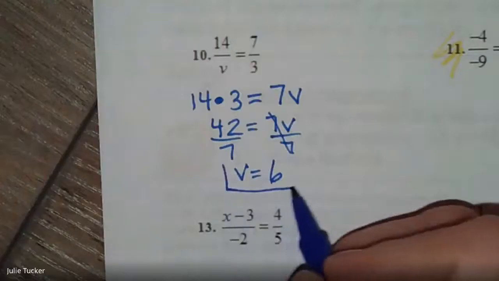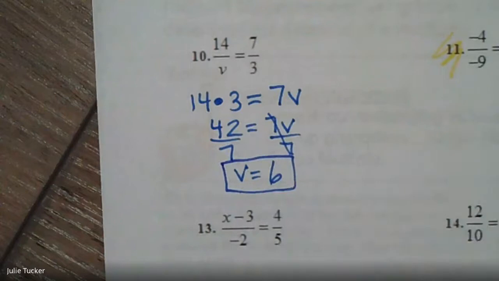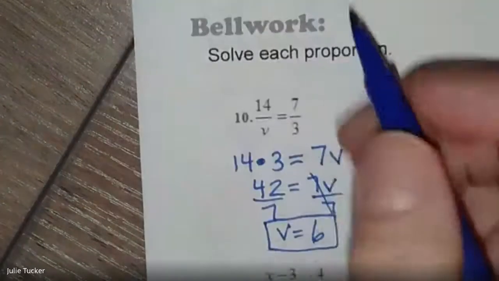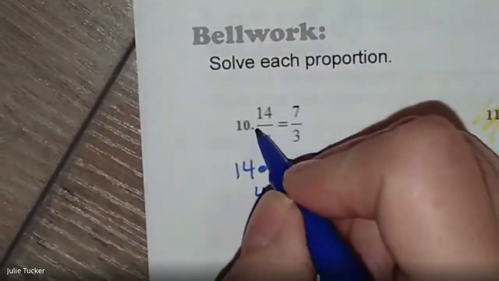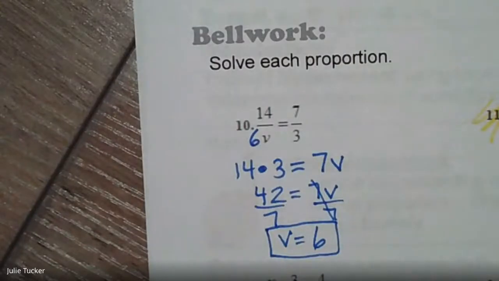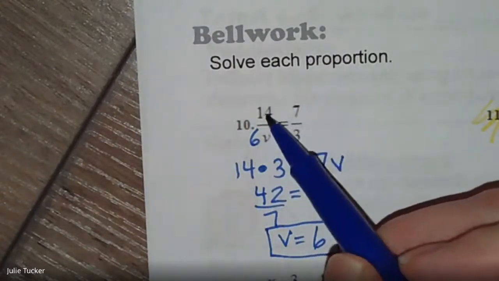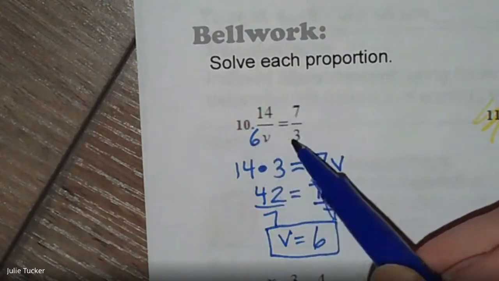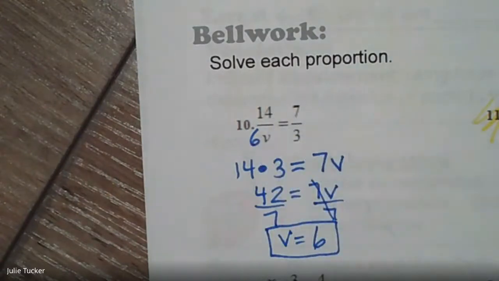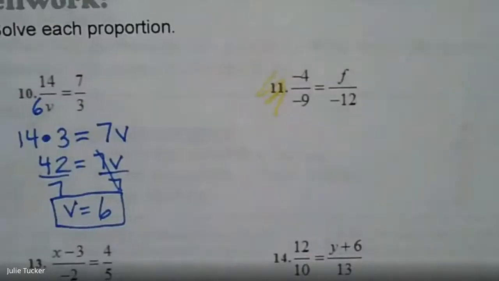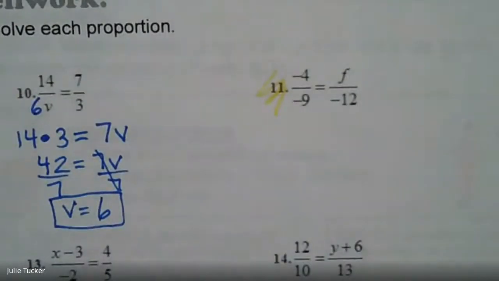Nice work. And we could look at our answer and decide, does it make sense? That would be 14 over 6 equals 7 over 3. And yeah, that makes total sense because 14 is 2 times 7 and 6 is 2 times 3. So we know it's a good answer because we can see the number pattern. All right, let's go with number 11 now.